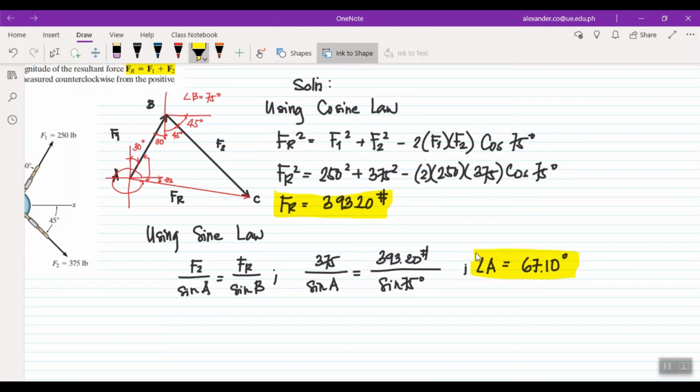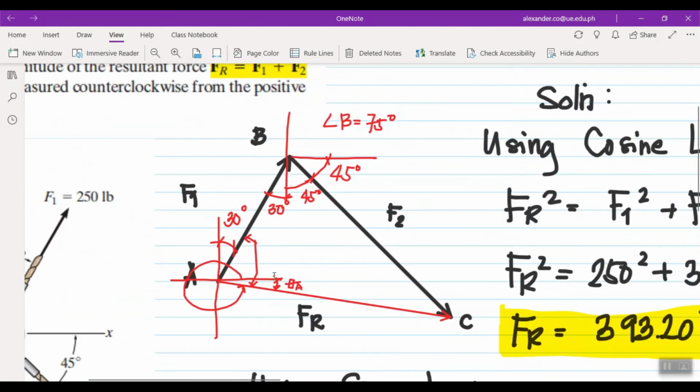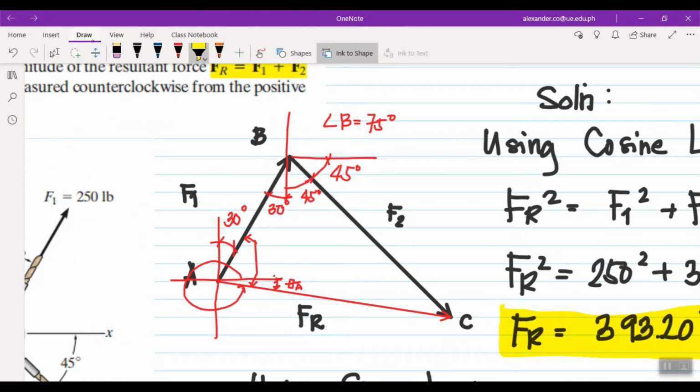Ano ibig sabihin? Papakita ko sa inyo to, ha? Ilakihan natin. Kasi to, kung titignan nyo, sa solution natin, 67 degrees daw. Okay? This is 67 degrees. So, lumampas talaga siya dito. Kasi, this is 90 degrees, di ba? 90 degrees yan eh. So, ano natitira? Sa 30, so 60. So, may lumampas na 7 degrees.